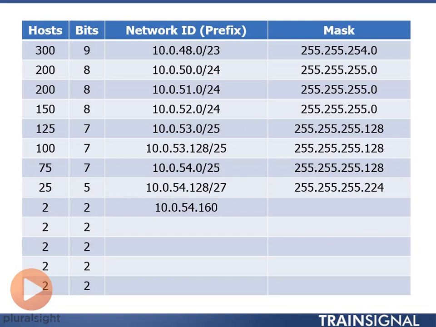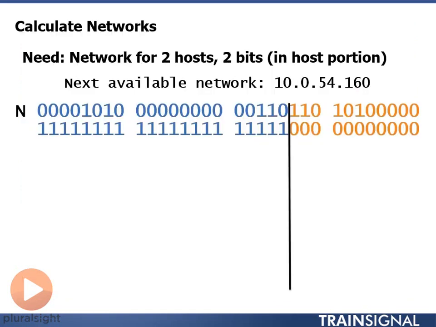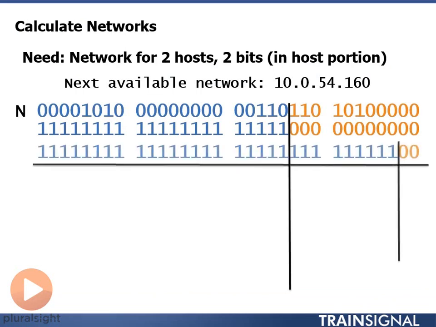Now we're down to our 2 hosts per network networks. And we start that with 10.0.54.160. So 10.0.54.160 is our next available network. This time we only need 2 hosts per network, which means we only need 2 bits in our host portion. So when we calculate our mask now, we put 2 bits in our host portion.